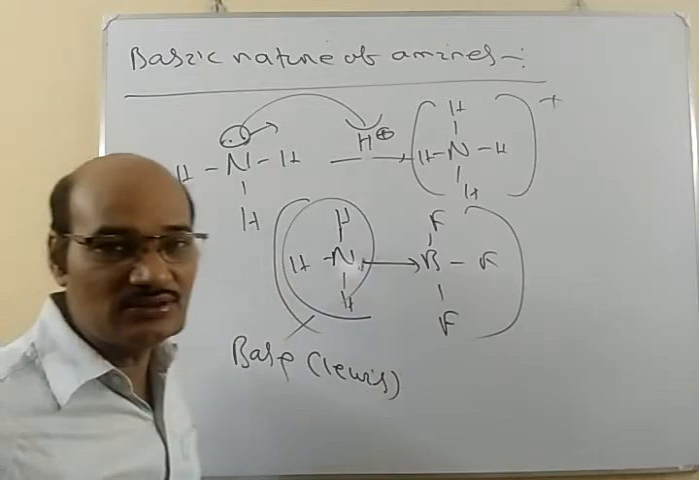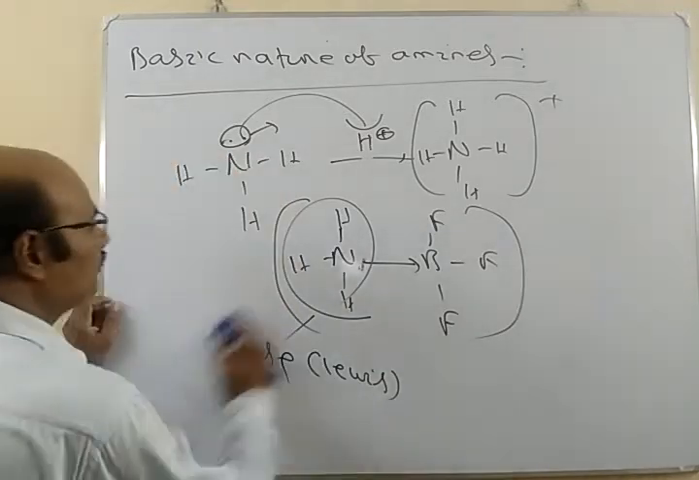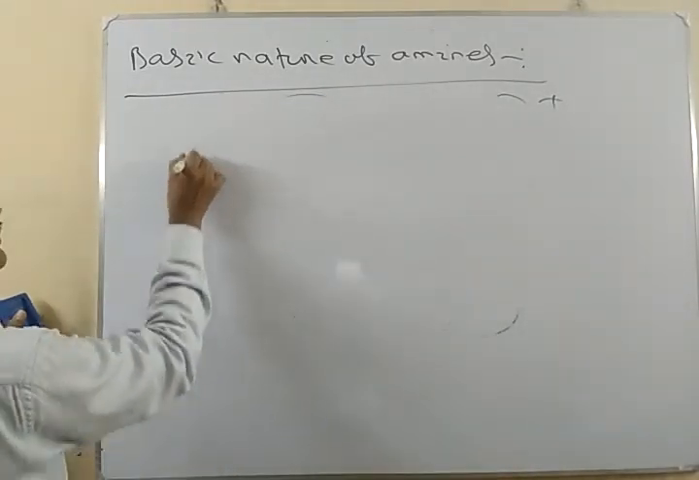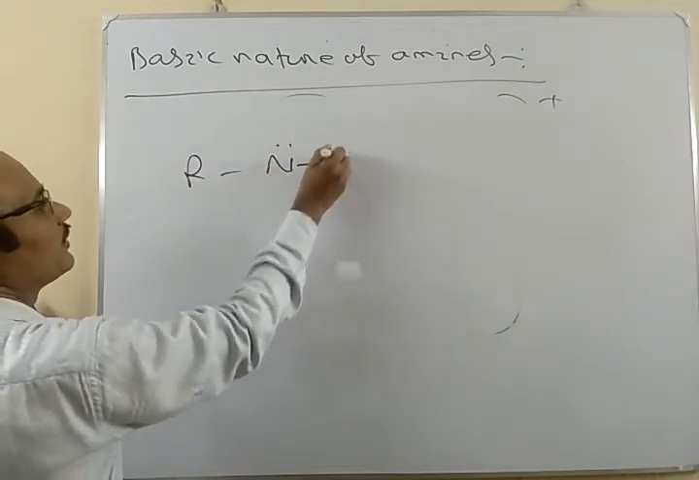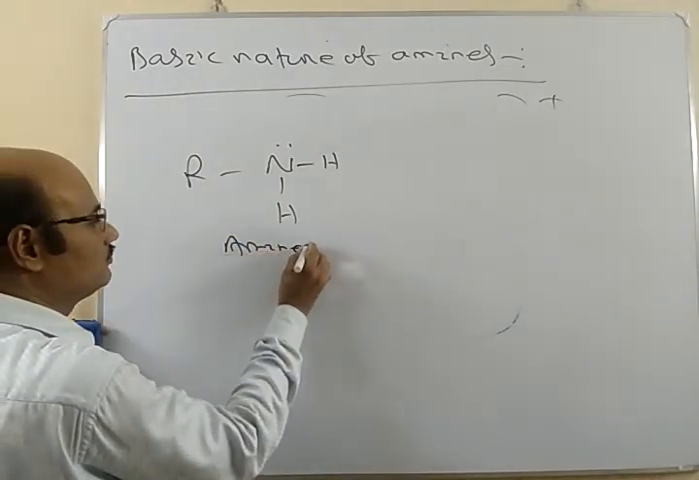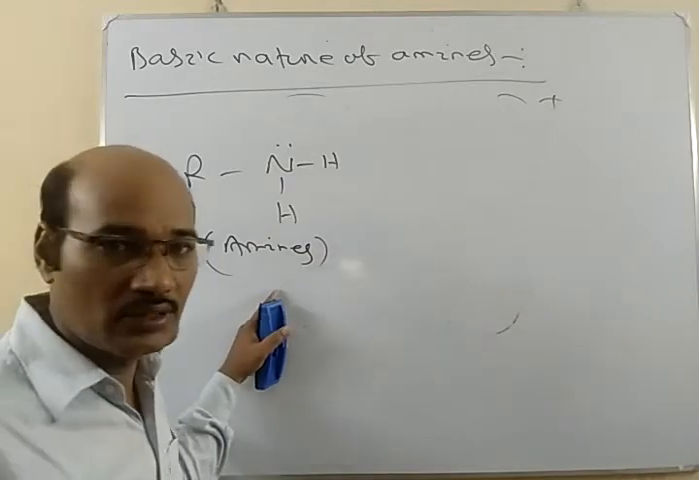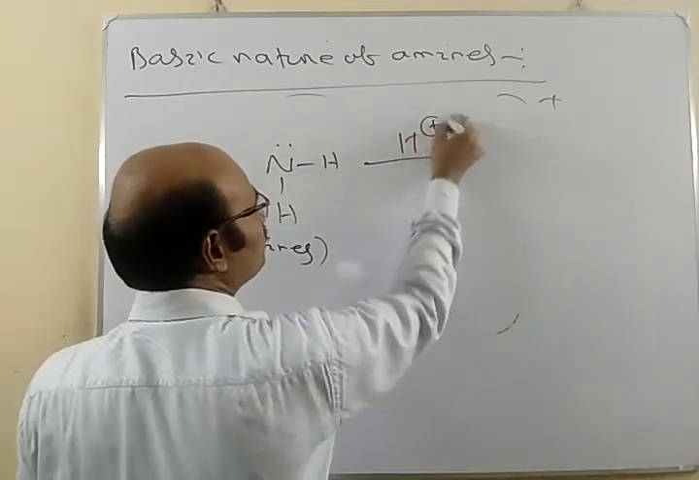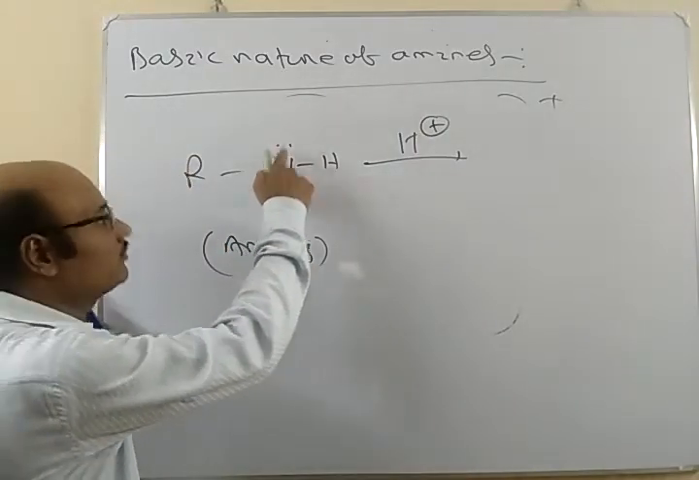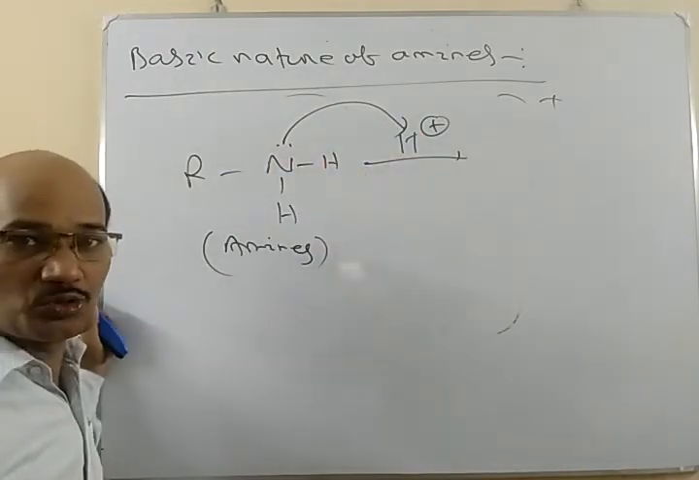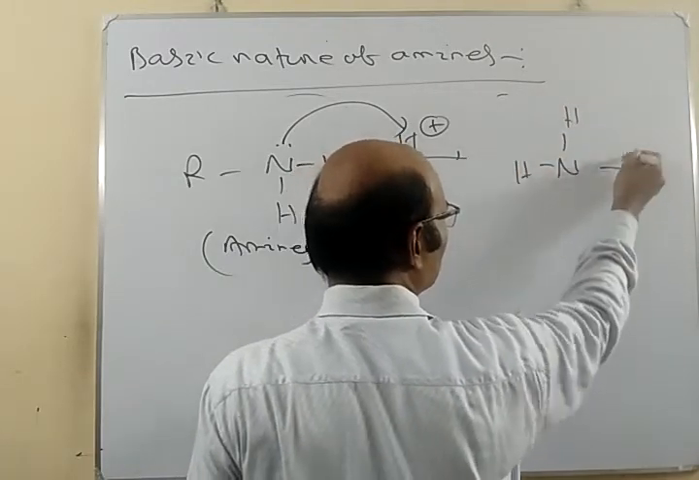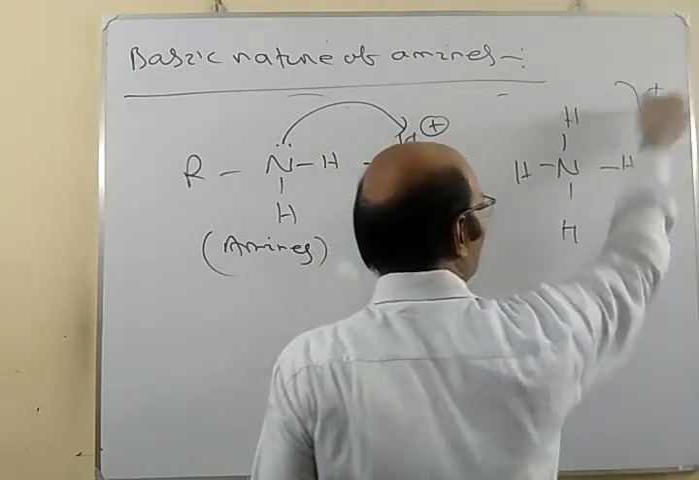Exactly the similar case happens in the case of amine. Now, if I take amine, RNH2, that is an amine. If I have a proton having no electron, then this lone pair of electrons on the nitrogen atom can take the proton. You will get RNH3 plus.